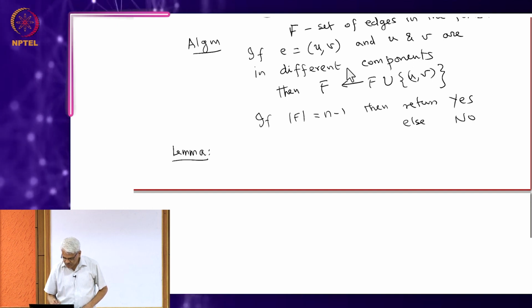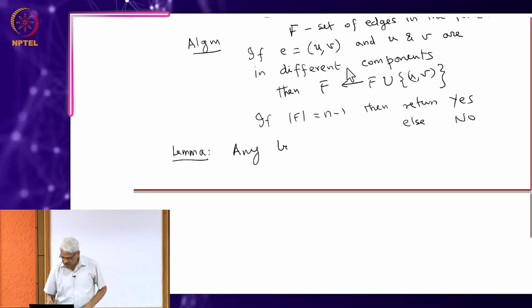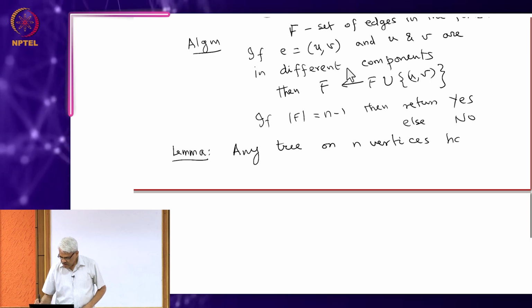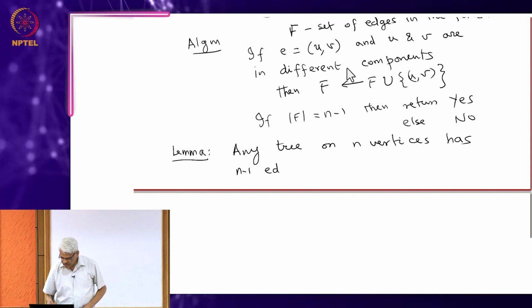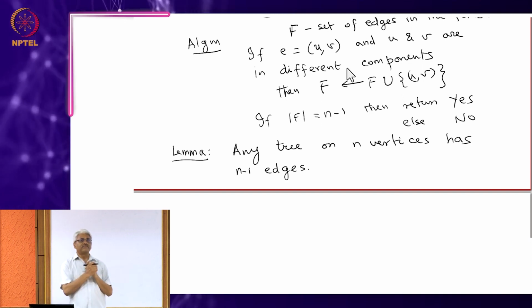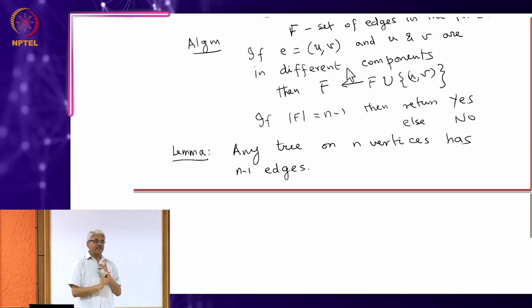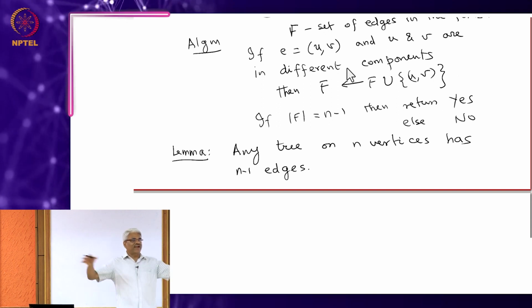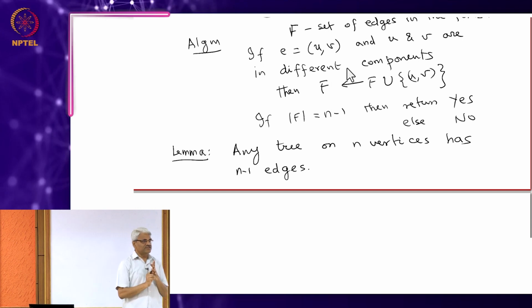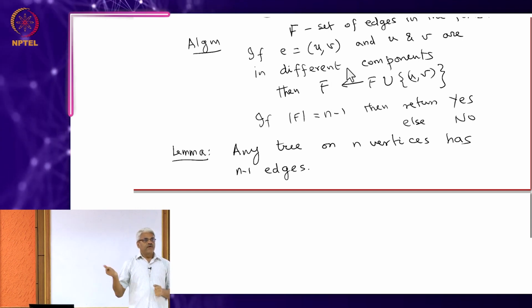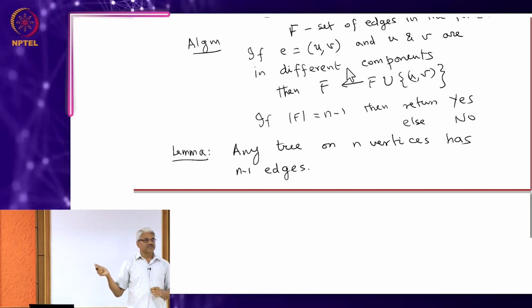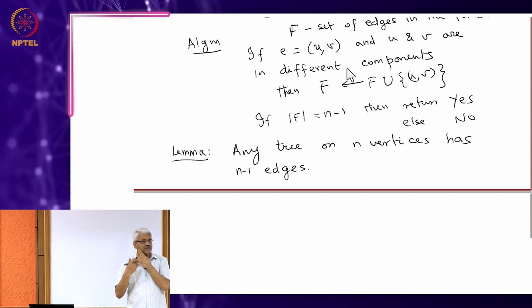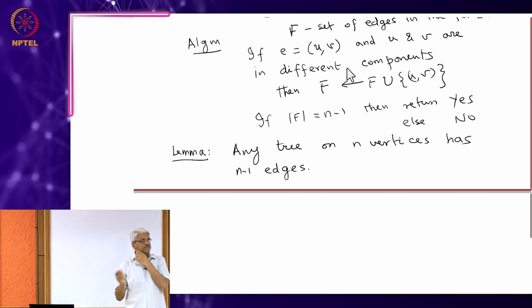So let me just put this lemma, which could be discussed in the tutorial again if you have not seen it. Any tree on n vertices has n minus 1 edges. What is a tree? A connected acyclic graph, right? If it's not connected, it's a forest. So a connected acyclic graph is a tree. That's the definition of a tree for us. Prove that any tree on n vertices has n minus 1 edges. Okay. If you have not seen it, it's a very basic theorem in graph theory, and if there is time, you can look at it in the tutorial.